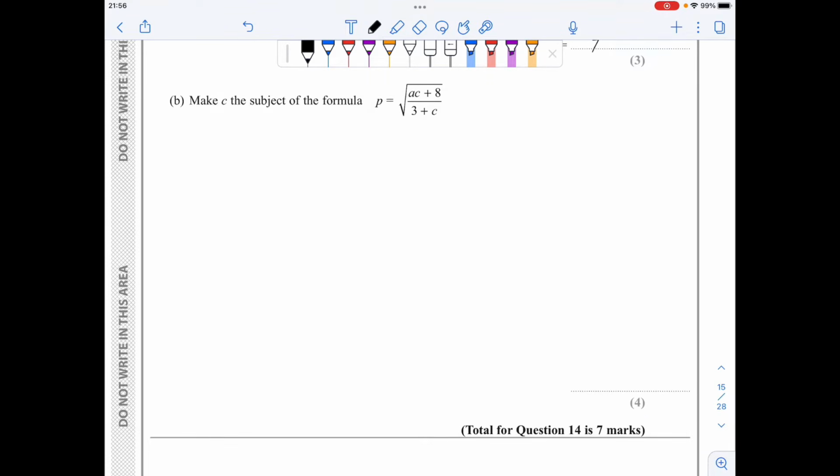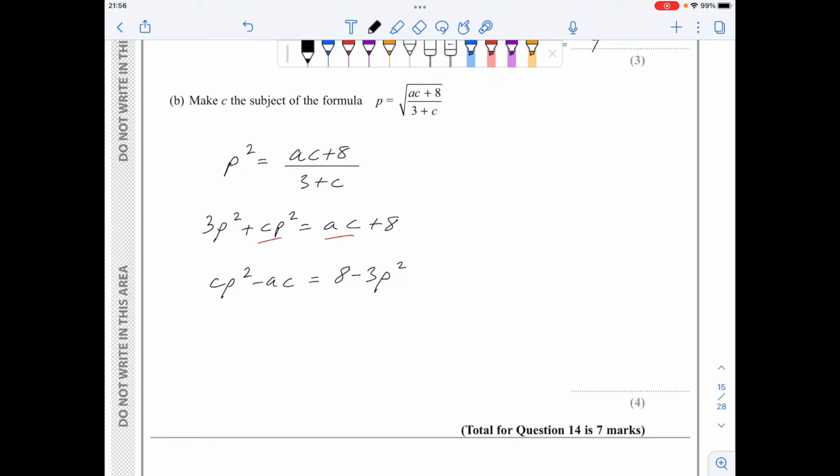For part B, I will remove the square root, so p squared is equal to ac plus 8 over 3 plus c. Then I will cross multiply, so 3p squared plus c p squared equals ac plus 8. I want to isolate all the terms that have a c, so these two terms must be on the same side. So cp squared minus ac equals 8 minus 3p squared.